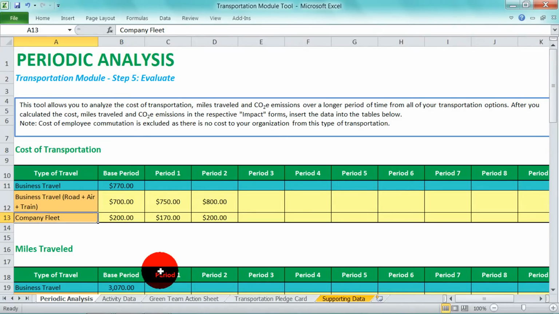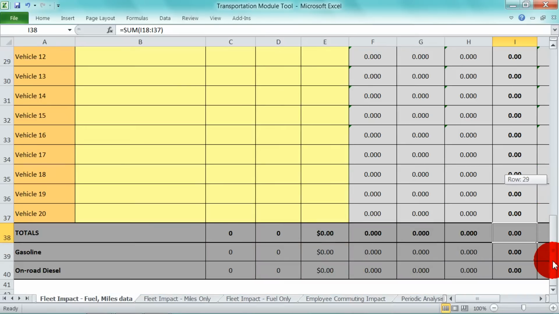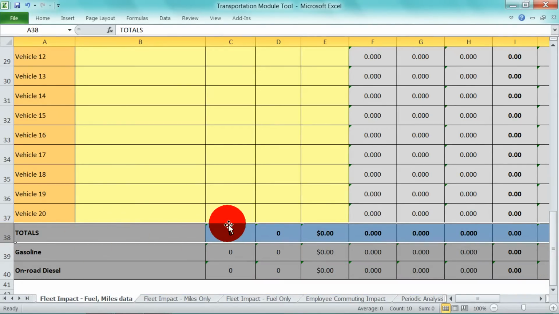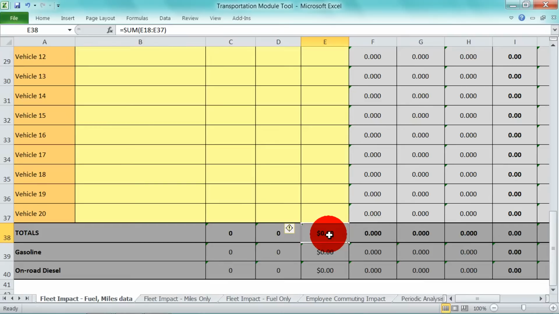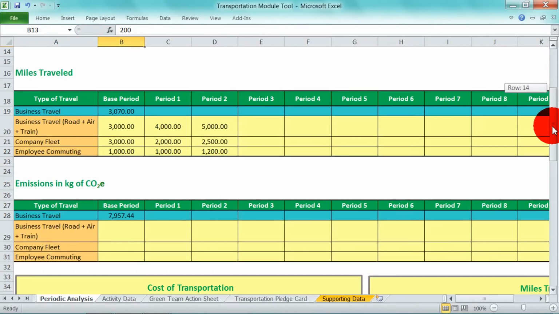Then we have company fleet. Company fleet has 3 different sheets, but you only use one based on your situation. So let's say you use the one where you know your fuel consumption and miles, and you will have to input your totals. So from this row, your totals of miles, cost, and your emissions. And then we'll go into the fields here: cost for company fleet, miles traveled, and emissions.